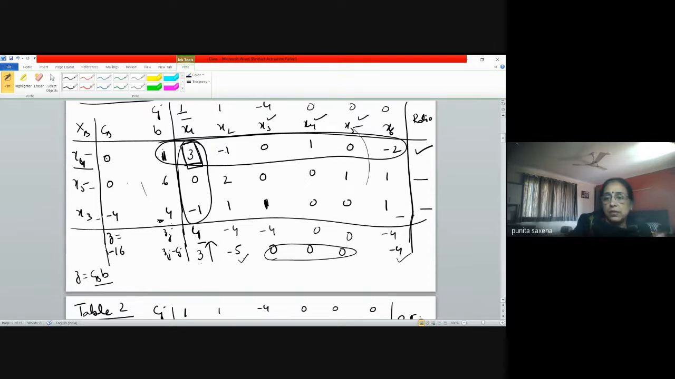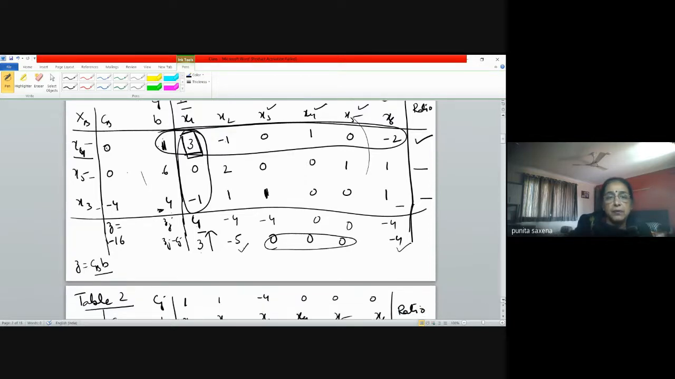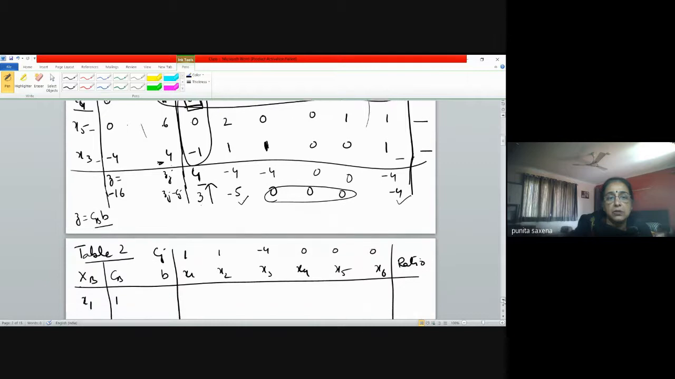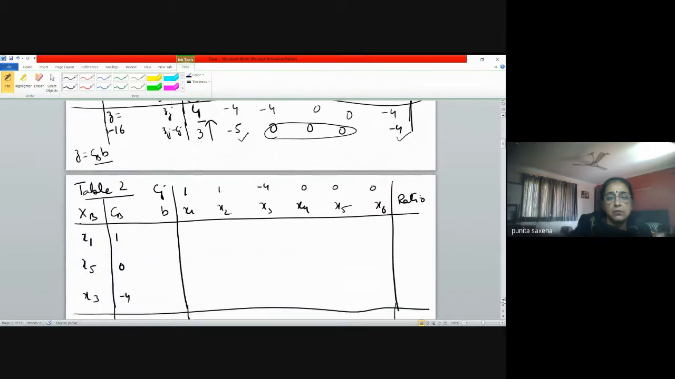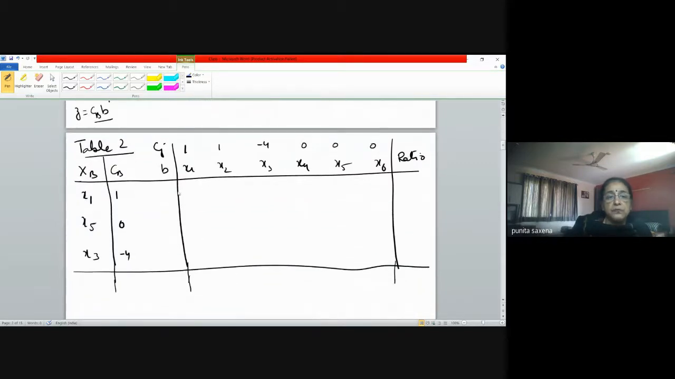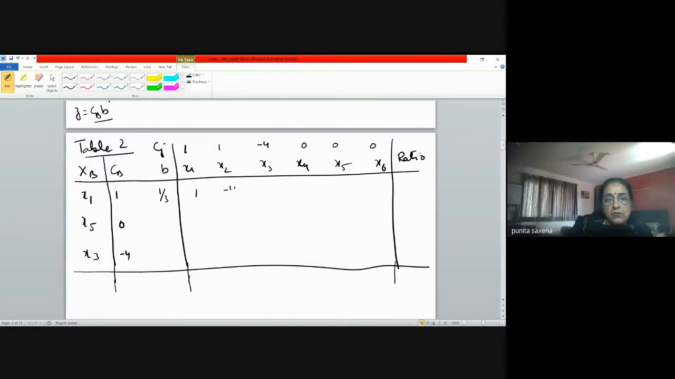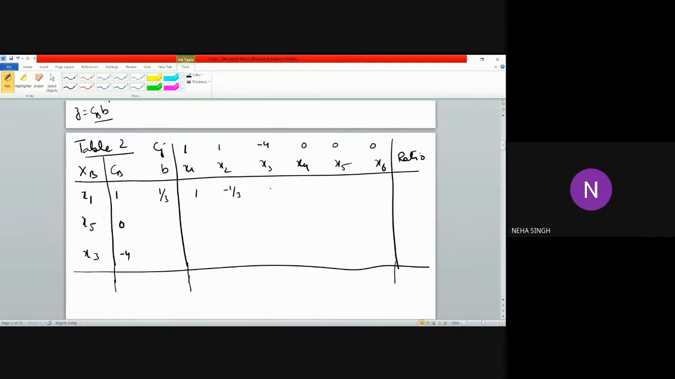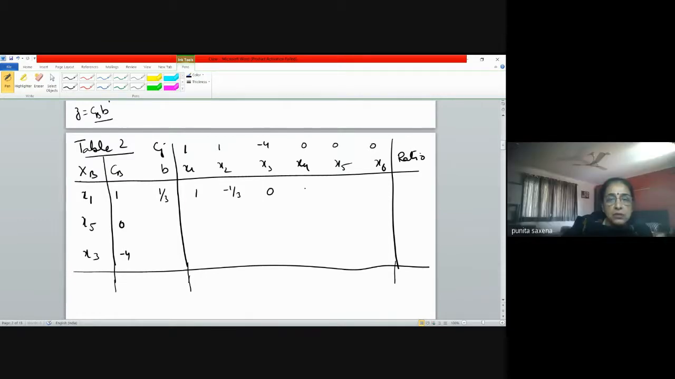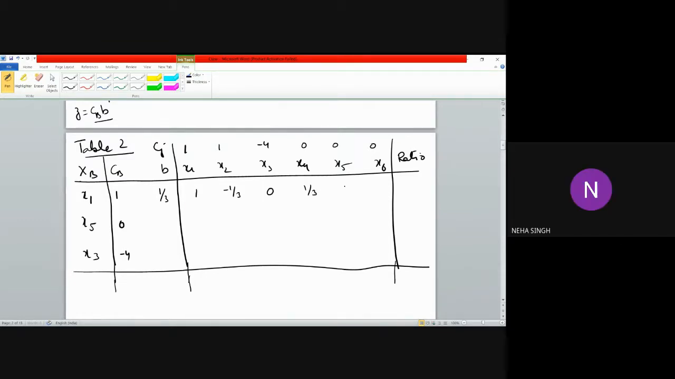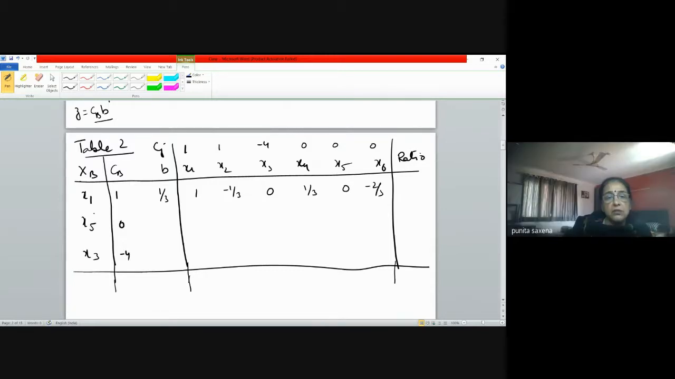So it will be what? 1 by 3, 1. What will be the next element? Minus 1 by 3. Minus 1 by 3. 0. 1 by 3. 0. Minus 2 by 3. Minus 2 by 3. Okay.